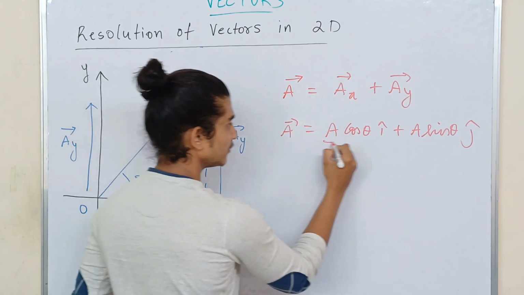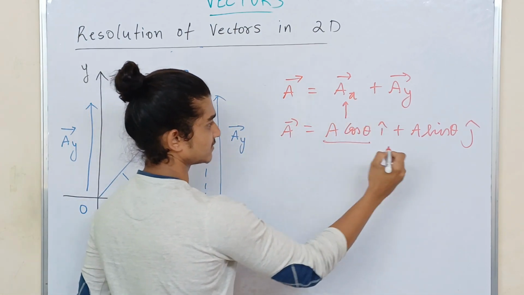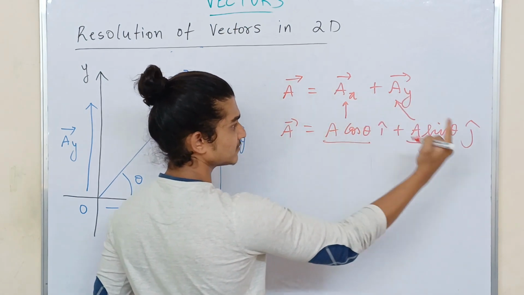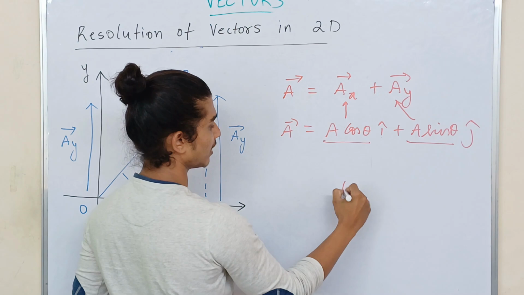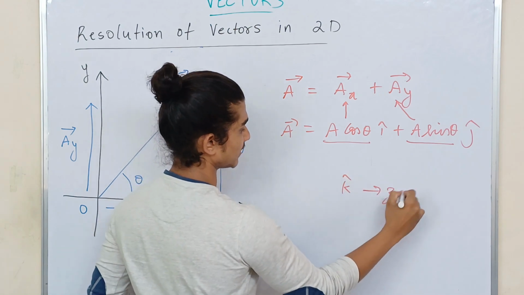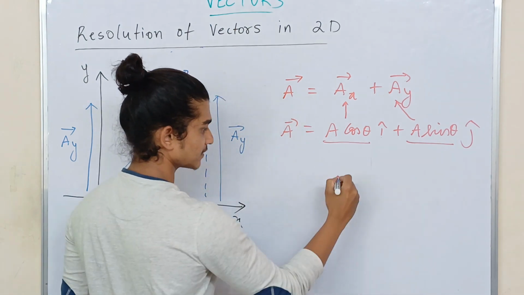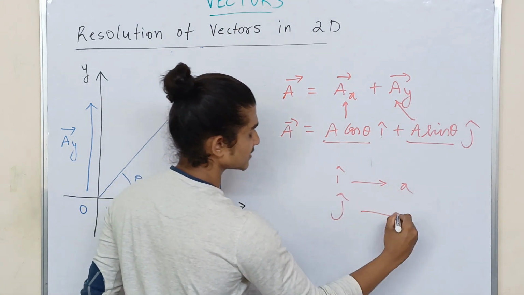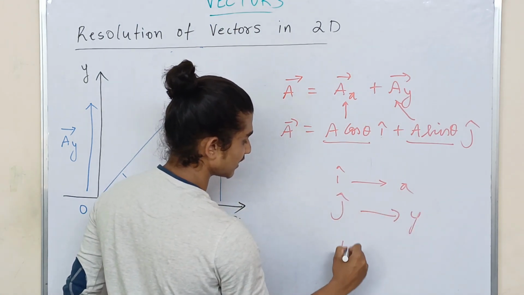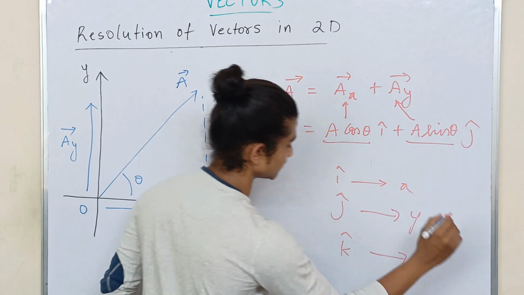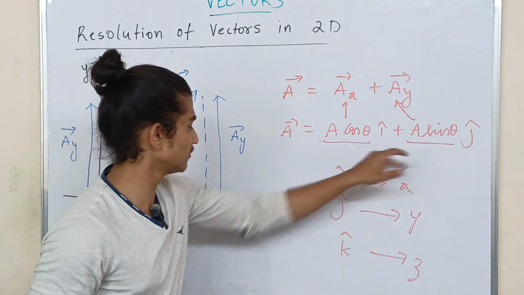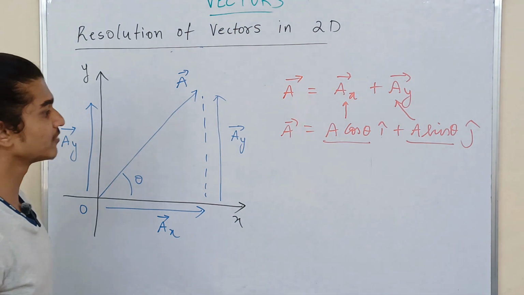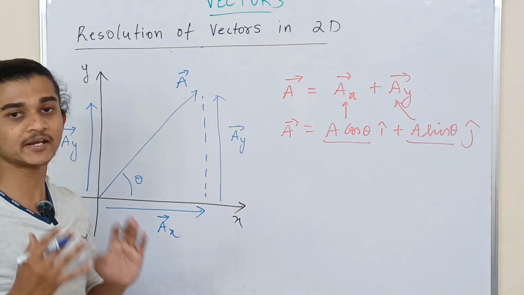So a into cos theta means along the x-axis, a into sin theta means along the y-axis, whereas i cap means x-axis, j cap means y-axis, and k cap means along the z-axis. So always remember, i cap means the vector is directed towards the x-axis, j cap towards the y-axis, k cap towards the z-axis. So the combination of these two vectors gives you a vector. Also, we can find the length of a, which is the magnitude of a.